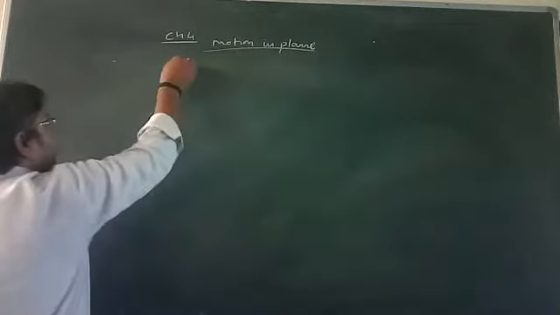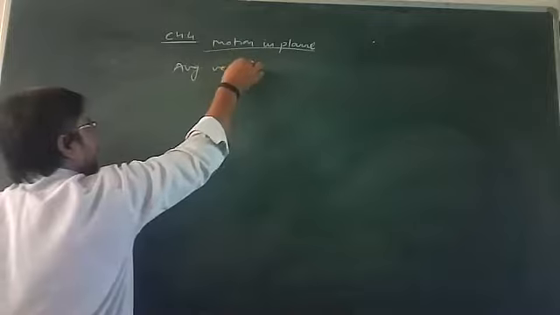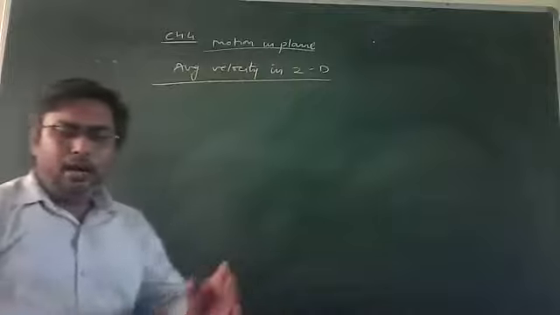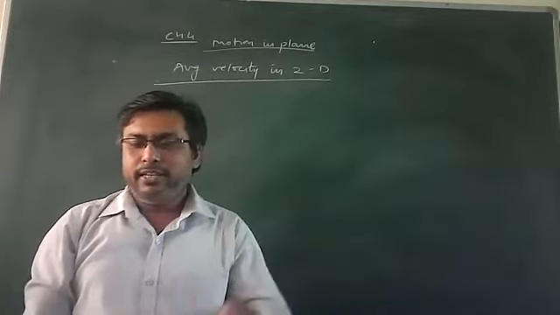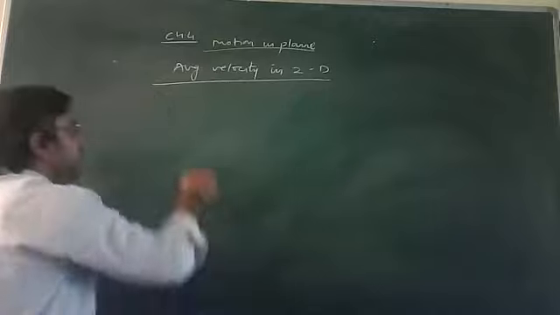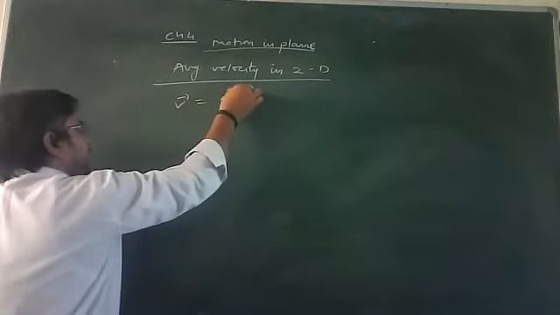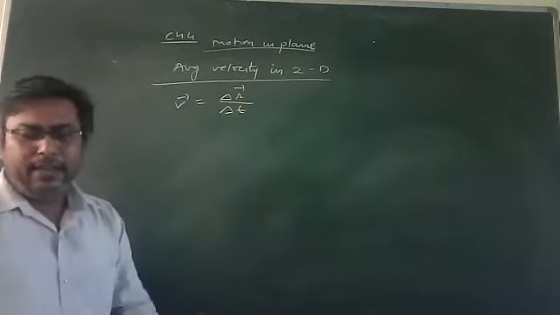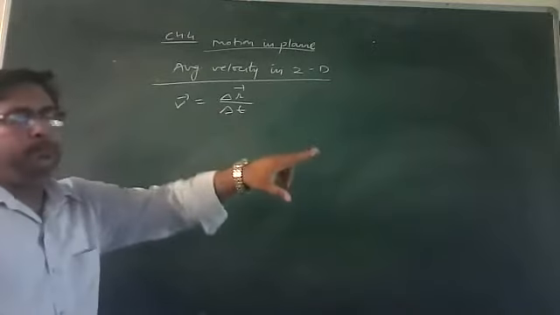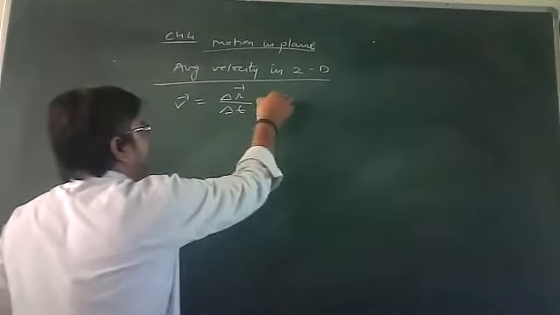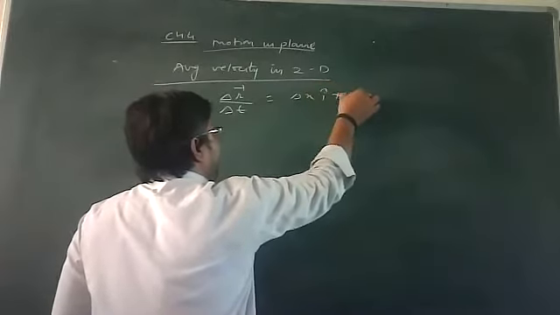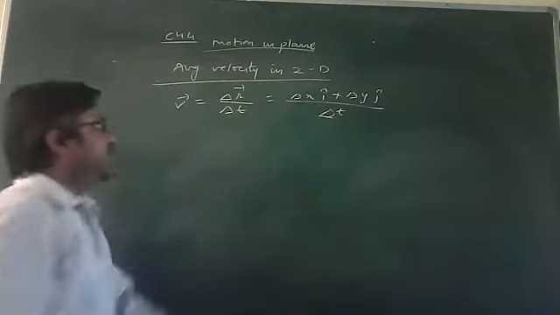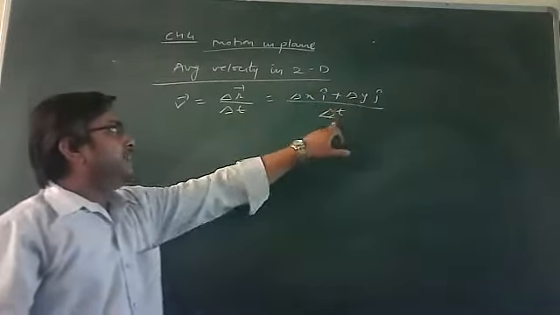Average velocity in 2 dimensions. Now, how can we calculate velocity? Velocity is displacement by time. That is the only way. What is velocity? V vector. And we have just now calculated the displacement, that was the delta R vector. This delta R vector can be broken into x component as well as y component. So I can write it: delta R vector means delta x i cap plus delta y j cap, divided by delta t. That means delta x by delta t plus delta y by delta t.